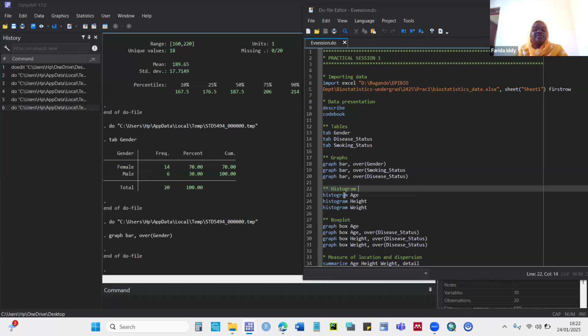This graph may have different uses. For example, with a histogram, there are some tests that will require you to assume a normal distribution for the variable. So a histogram can give you a direction or hints on whether a variable is normally distributed or not, so that you can perform the specific test that you want to conduct.